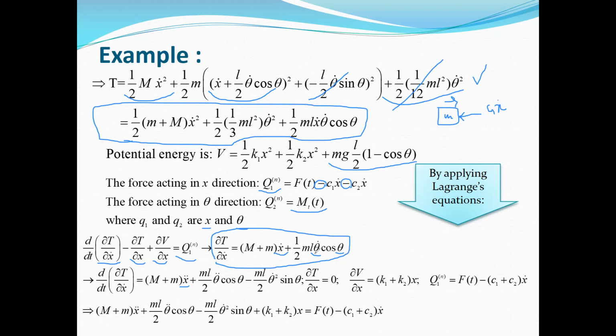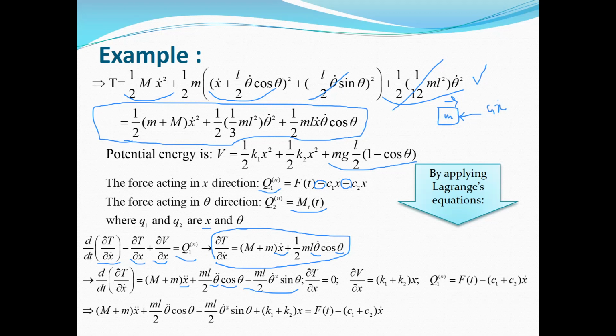So we will have half times m times l, the derivative of theta dot, which is theta double dot, multiplied by the second function, which is cosine theta, plus half times m times l times theta dot, multiplied by the derivative of cosine theta with respect to time. You know, the derivative of cosine theta with respect to time is minus theta dot times sine theta. We have another theta dot, so it will be theta dot squared, and this is the derivative of this term. So this is the derivative of the partial of T with respect to x dot, with respect to time.